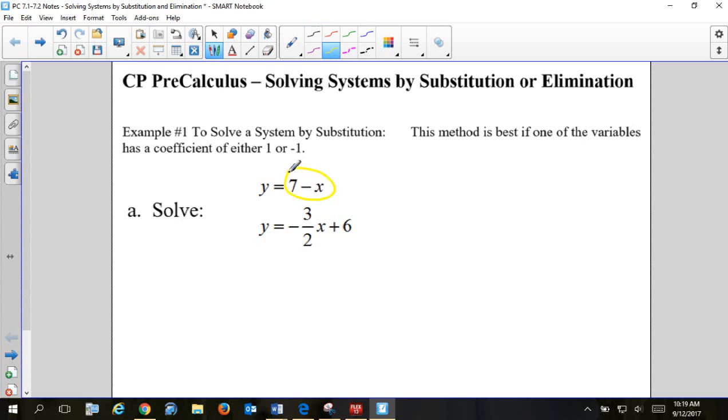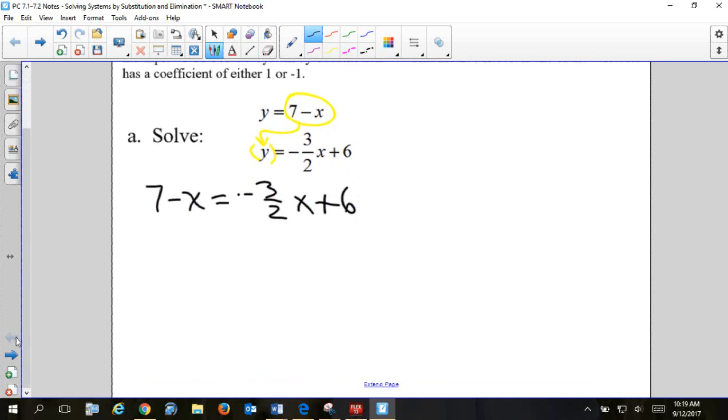Here, this says y equals 7 minus x. So I'm going to substitute what y equals in the second equation for y. I'm going to pull out y, I'm going to put in what y equals. So I'm going to have 7 minus x is equal to negative 3/2 x plus 6. So I substituted in for what y equals into y. And then you look at this new equation. Is there only one variable? Yes. If there's only one variable, it's all x's, then I can solve for x. If you still see 2 variables, you've done something wrong.